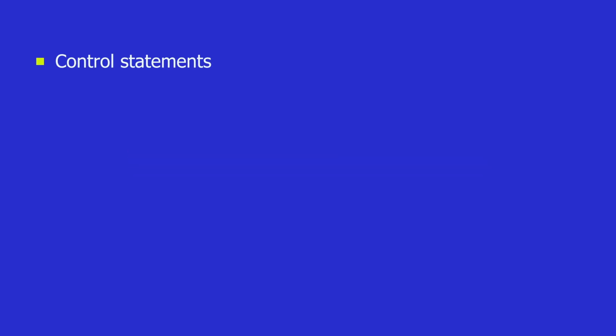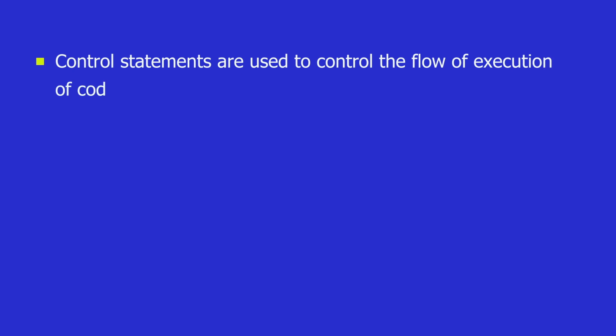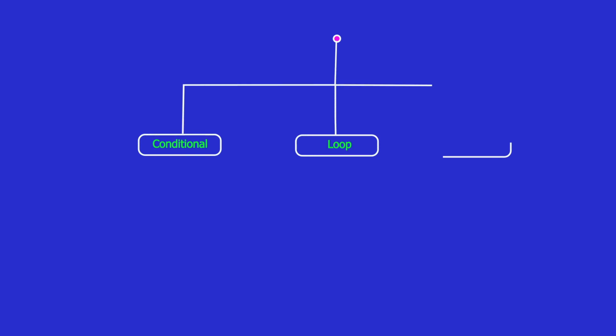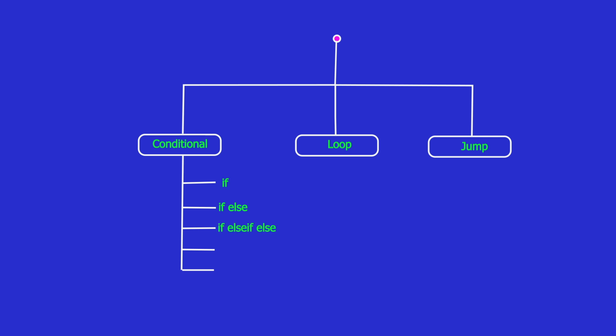Control statements are used to control the flow of execution of code based on condition and loop. The control statements are classified as conditional statement, loop statement, and jump statement. The conditional statements are if, if-else, if-else if-else, nested if, and switch case.